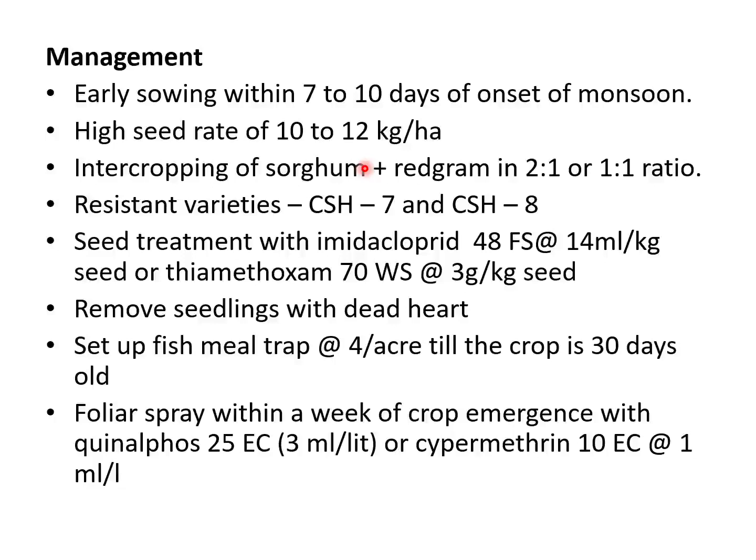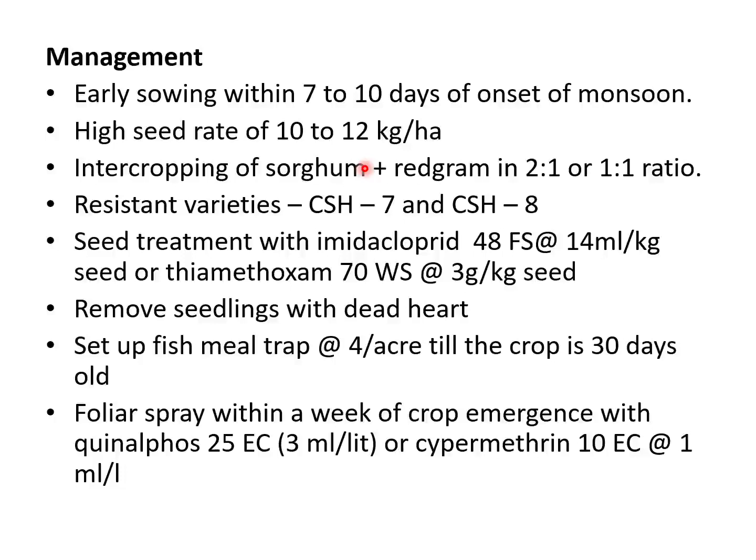As it is a seedling pest, if the crop is damaged during the early stages, the crop stand and the plant population will be affected. So we have to go for a high seed rate of 10 to 12 kg per hectare. We can go for intercropping of sorghum and red gram in the ratio of 1:1 or 2:1, because red gram is not a host crop of sorghum shoot fly. Then we can go for resistant varieties such as CSH 7 and 8.